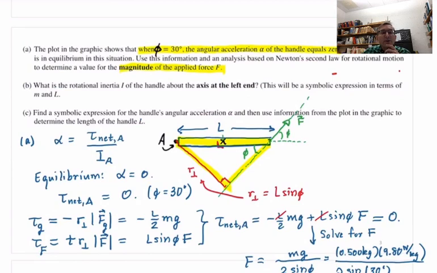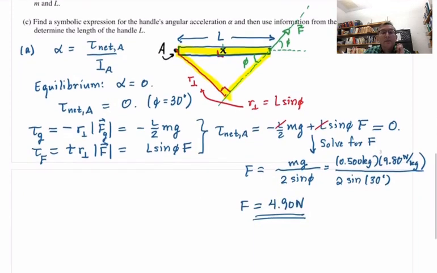What is the rotational inertia I of this handle about the axis at the left end, where A is? This will be a symbolic expression in terms of M and L. So no numbers, symbols. Let me get that up a bit. Okay, we'll see if that's enough room for doing part B. So we are to find the rotational inertia of the stick about point A.